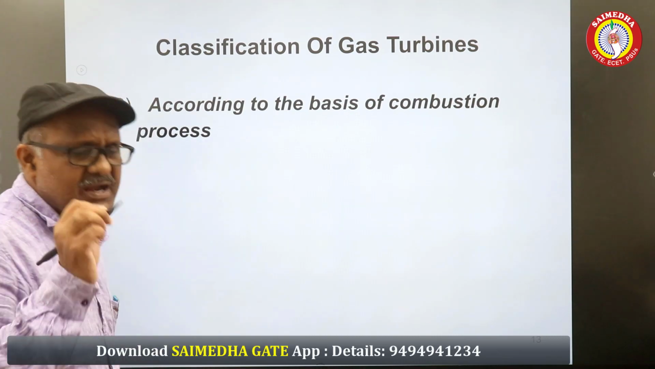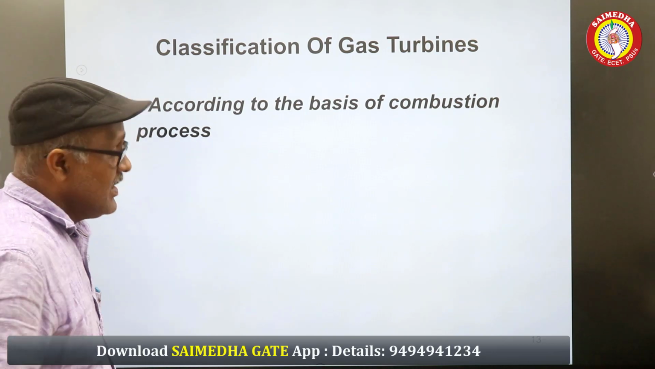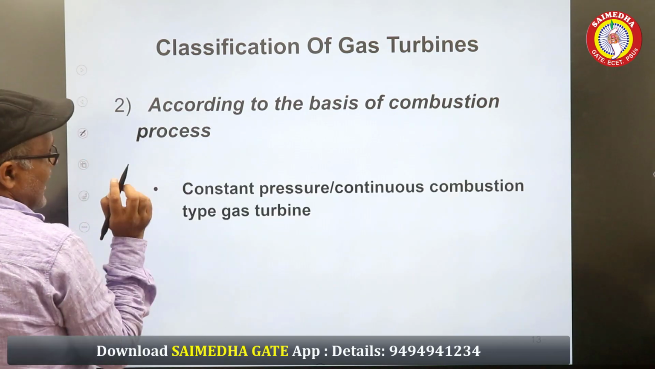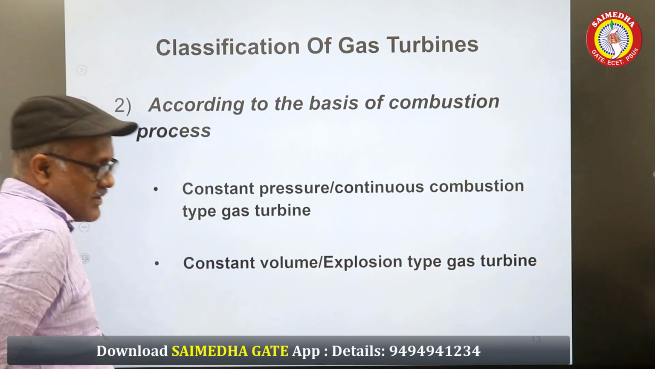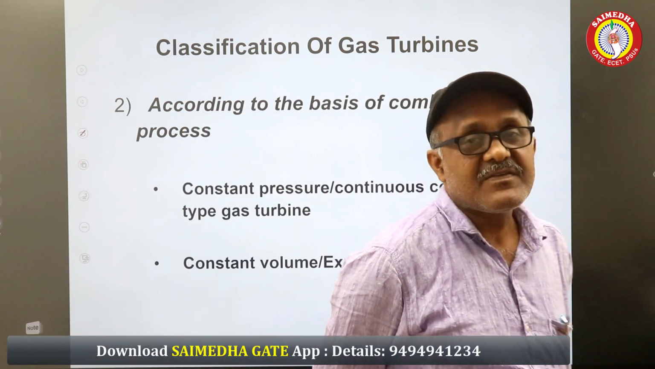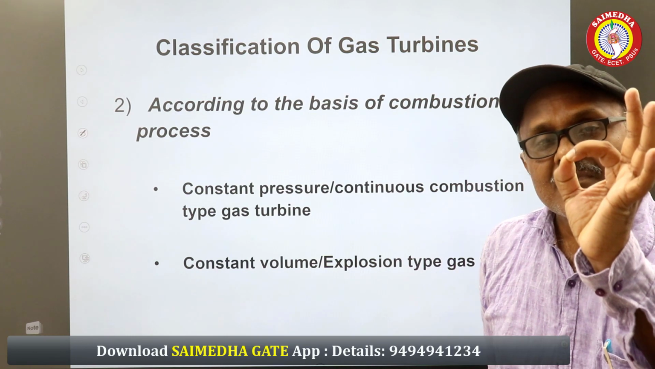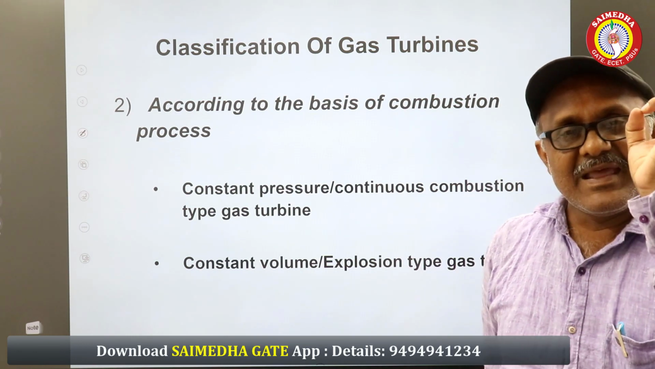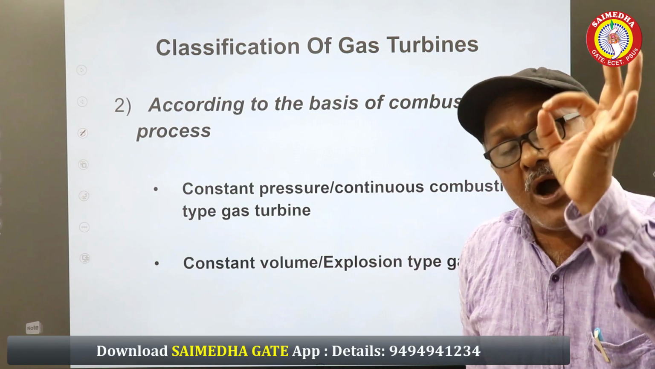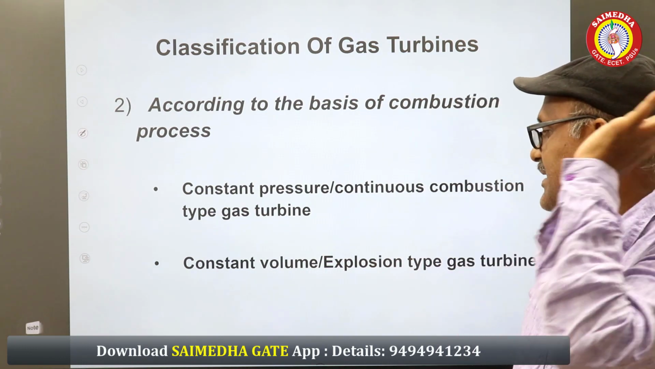Next one, according to the basis of the combustion process. So according to the basis of the combustion process, there are two types of gas turbines, my dear students. First one is the constant pressure combustion type gas turbine. Next one is the constant volume combustion type gas turbine.